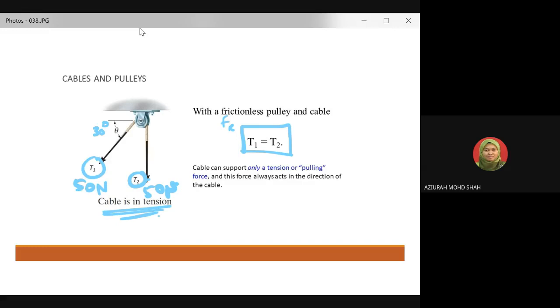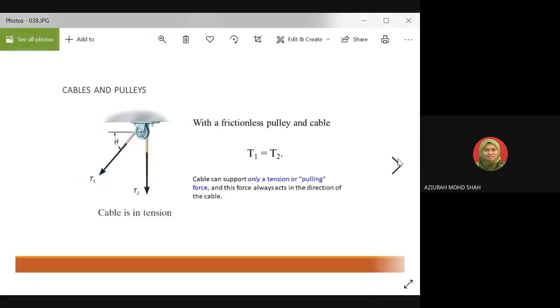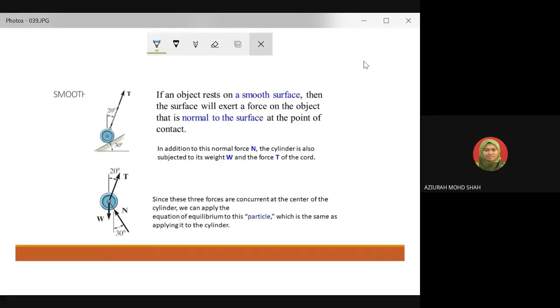Cable is always in tension. This one you need to know. If you see the word cable, we know that the force should be in tension. Okay, this is how we draw FBD. Okay, this is fine, later in chapter 3 I will touch on it again.